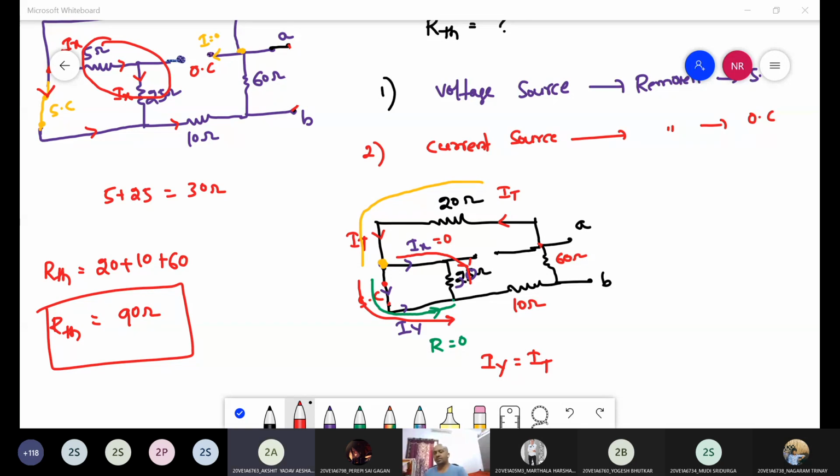No, please. Sir, please explain that part again. 5 ohms and 25 ohms. 5 ohms and 25 ohms, that part. Once explain again, sir. No, it is very clear.